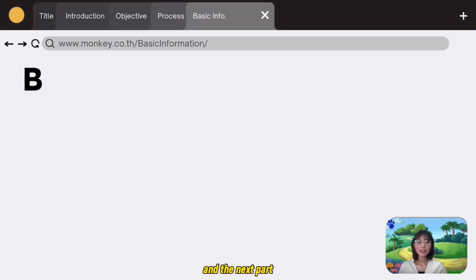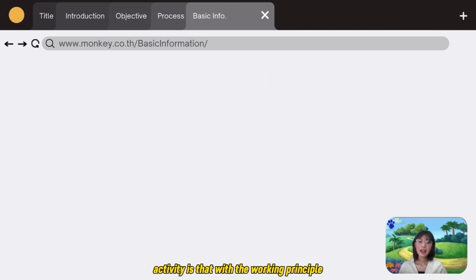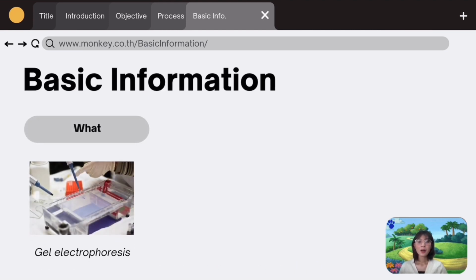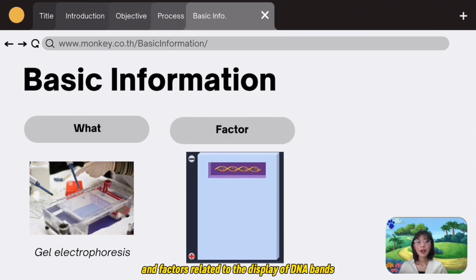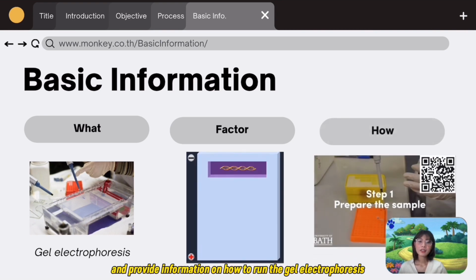And the next part is the basic information. This part provides knowledge and information related to the electrophoresis activity. It starts with the working principle of gel electrophoresis and factors related to the display of DNA bands, namely the electrical charge used in the system and the size of each DNA sample, and provides information on how to run gel electrophoresis.